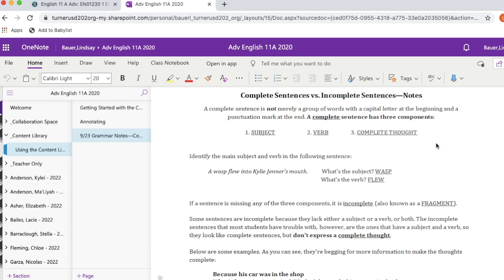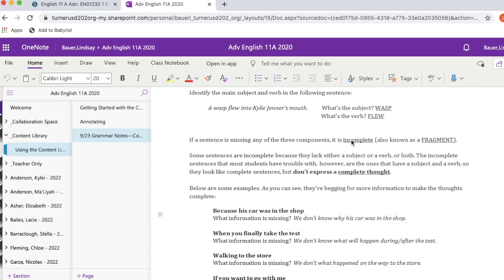So when we talk about a complete sentence, we need three things. We need a subject, we need a verb, and we need to form a complete thought. When we look at this sentence, a wasp flew into Kylie Jenner's mouth. I want you to first, when you're looking at subject and verb stuff, look at the verb, which is generally easier for us to pick out. We know that flying is an action word, so flew is going to be our verb. In order to find our subject, we're going to ask what or who did the verb, what or who did the action. So if we ask what did the flying, the wasp did the flying. So your subject will be wasp.